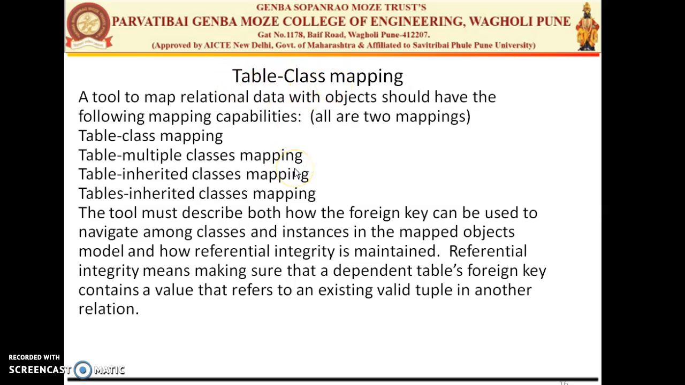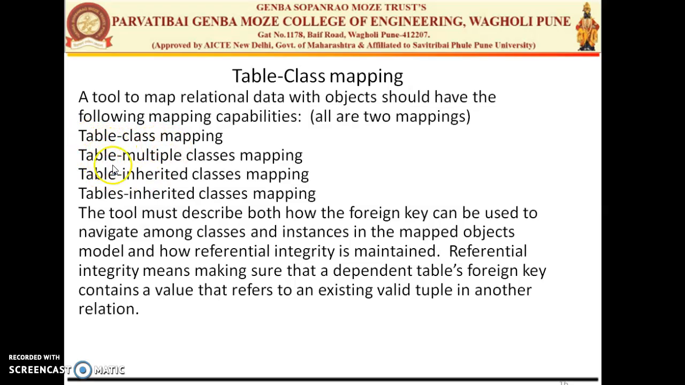The tool to map the relational data with the object should have the following mapping capabilities. The tool should always map the different constraints. The first thing the tool should map is the table class mapping. That means the data from the table in the form of rows and columns is mapped to the appropriate class object and its attributes. Depending on the object attribute, the table column value will be retrieved. That is also called table class mapping.